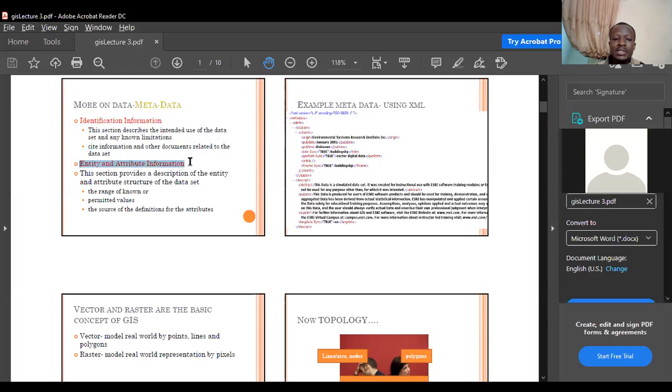Entity and attribute information. This section provides a description of the entity and attribute structure of the data set. Now I want you to look at entity and attribute this way. The entity will be the road itself. The attributes of the road will be whether it is tarred or not, whether it's first class or not, whether it has a speed limit of a certain value, or less or more. So that is entity and attribute information. We need to get that. And we need to know the range of known or permitted values. I think I've touched on that a bit.